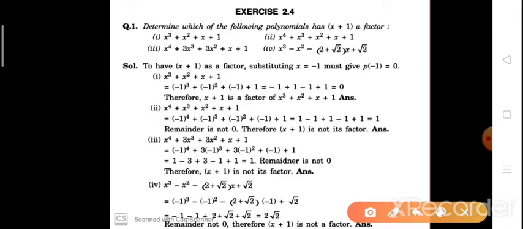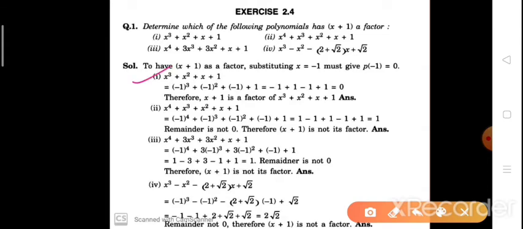So just observe it and keep it in your mind. What we have to do, we just have to find the 0 of x plus 1, and after that we have to find p of minus 1. If p of minus 1 is 0, yes, x plus 1 is a factor. If p of minus 1 is not 0, then x plus 1 is not a factor.